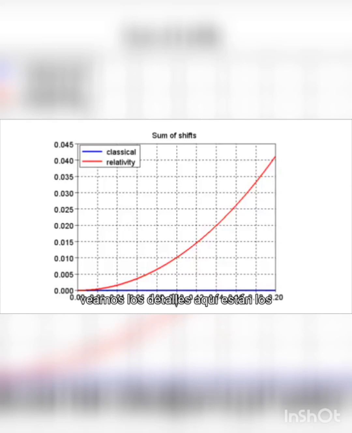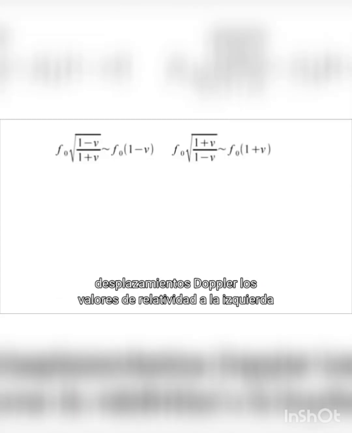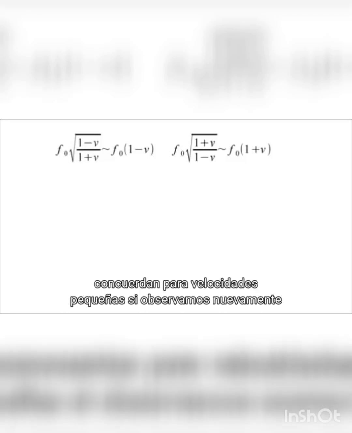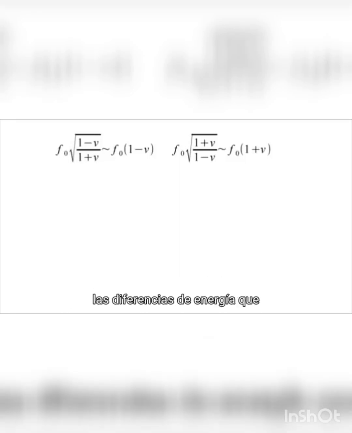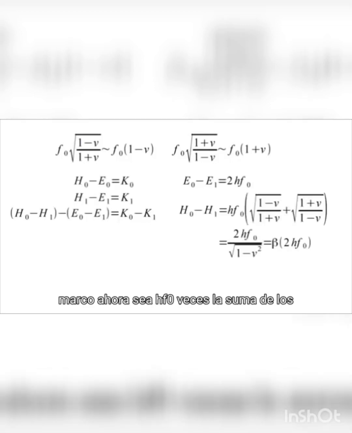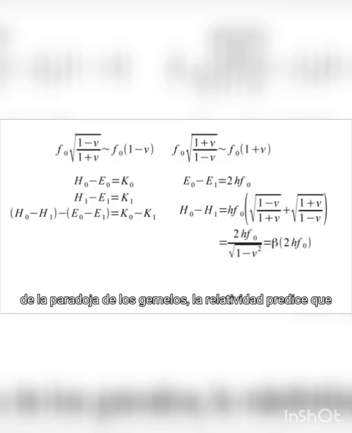Let's see the details. Here are the Doppler shifts, the relativity values on the left and the classical values on the right. The squiggly lines indicate that they agree for small velocities. If we again look at the energy differences, the before and after energy difference in the moving frame is now hf0 times the sum of the square root factors. The Doppler shifts no longer cancel out, leaving a factor of 2. Instead, we find a factor of 2 divided by the square root of 1 minus v squared. That is, 2 times the dilation factor beta, the same factor responsible for the twin paradox.